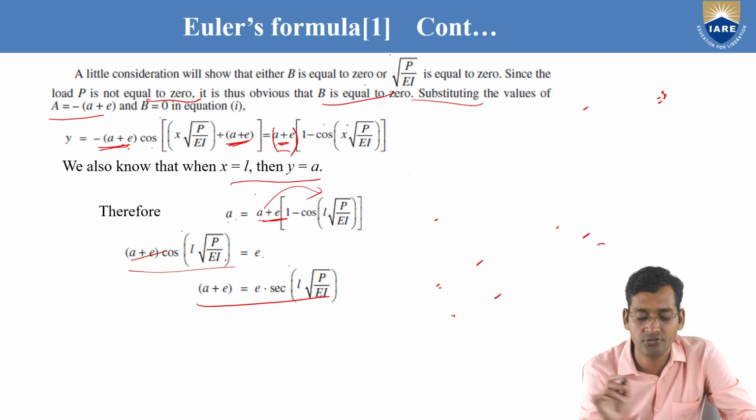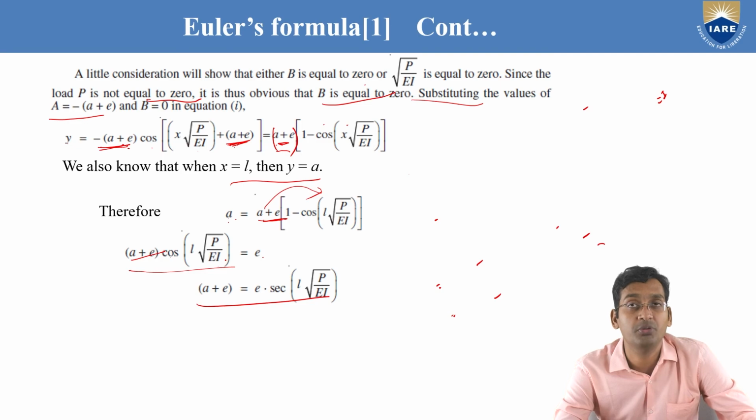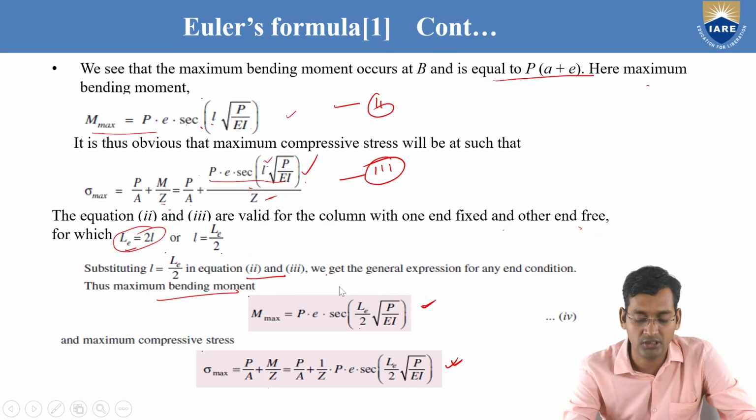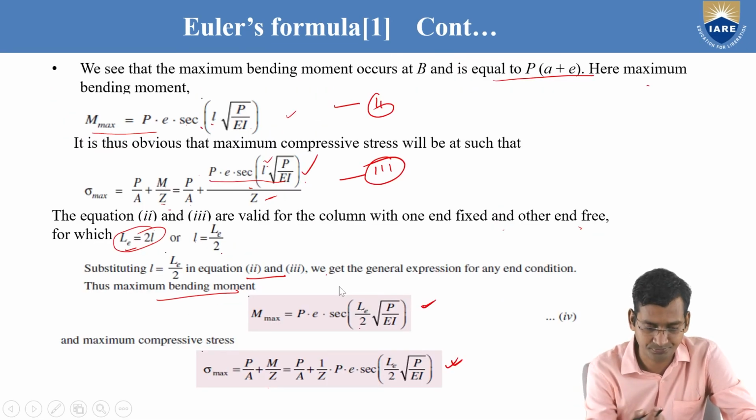A plus E cos L root P by EI equals E. Hence A plus E will be equals to what? Just this will get divided here. So A plus E will be equals to E by cos L root P by EI. So this is your A plus E.